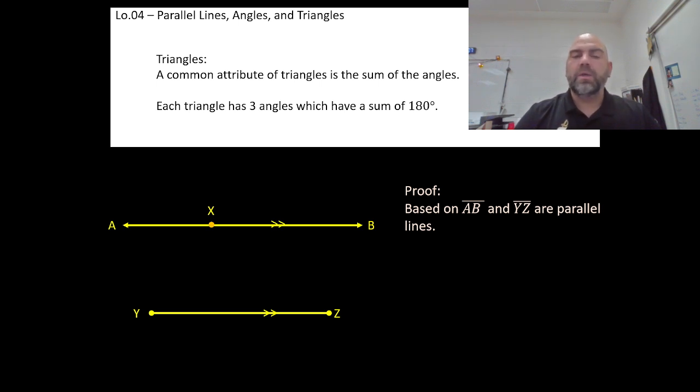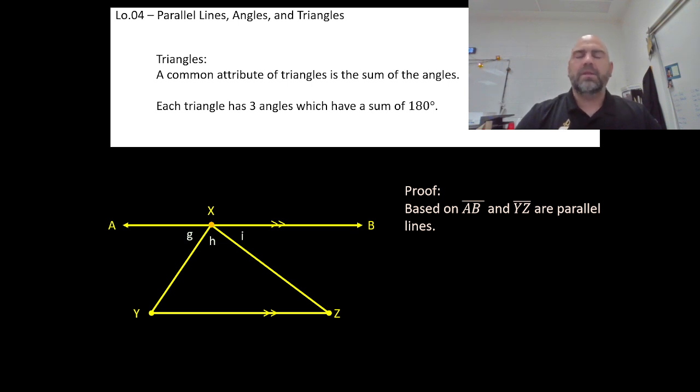Second thing that we're going to do here is we're going to put point X on the line AB so that we can create triangle XYZ, which is between the two parallel lines. So this is important that it's a part of those two parallel lines because we can then use it to solve for a triangle. All right, I'm going to include these three angles, G, H, and I.